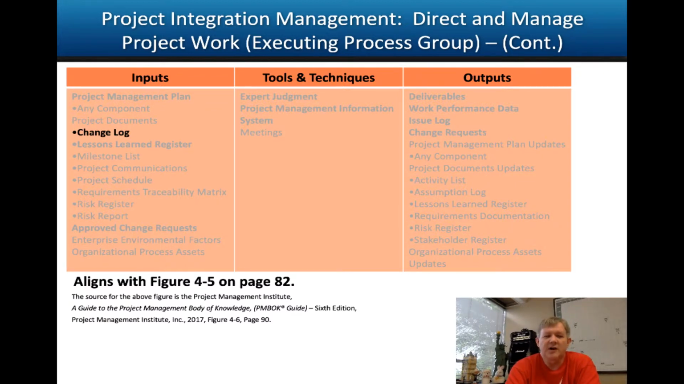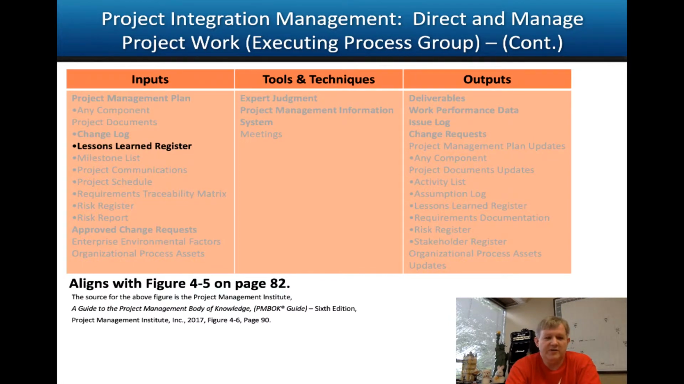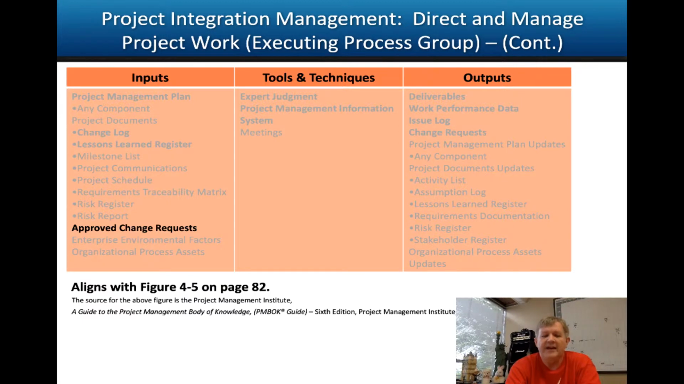Now, the change log is a key input here, so we can keep track of related changes on the project, because as we plan, build, as we get in that loop there, changes will occur. So we want to keep track of those changes that get approved, shot down, suspended, or on hold, etc. The lessons learned register is a key input as well, so we can apply that and execute the plan as effectively as possible. And then approved change requests are an input here.